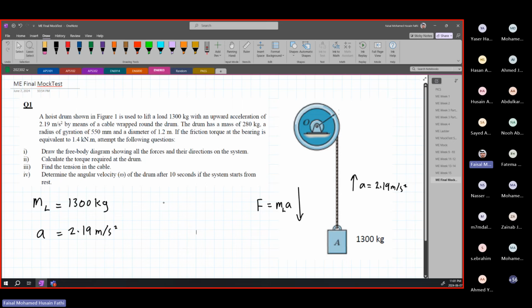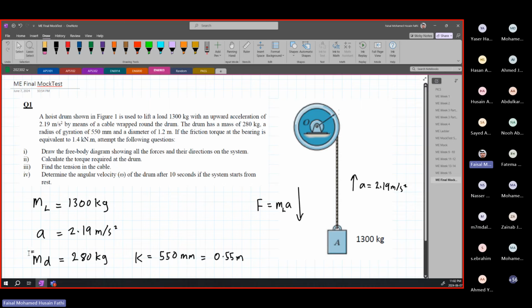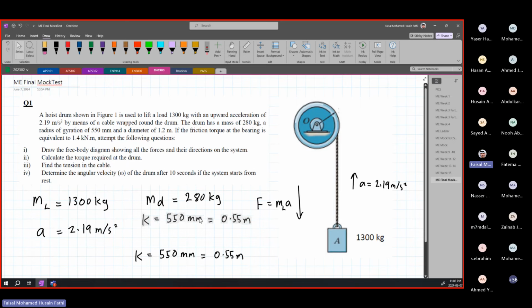The drum has a mass, so M drum is equal to 280 kilograms. A radius of gyration, so K is equal to 550 millimeters, which is equal to 0.55 meters. Again, always instantly convert everything to SI units. So this is the mass of the drum and the radius of gyration.